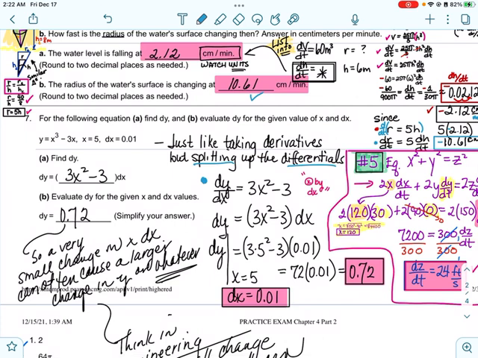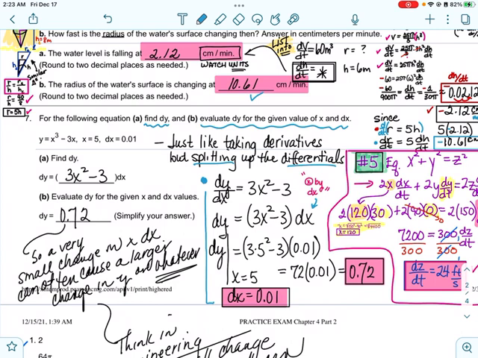So with this, dy/dx is 3x squared minus 3. Oh, I'm sorry. Given y is equal to x cubed minus 3x, x is equal to 5, and dx is equal to 0.01, we want to find dy and evaluate dy for the given value of x and dx. dy is a change in y, dx is a change in x. So once we find dy/dx, we multiply both sides by dx. So we get dy is equal to 3x squared minus 3 dx. And once we do that, we're going to evaluate it for x equal to 5.